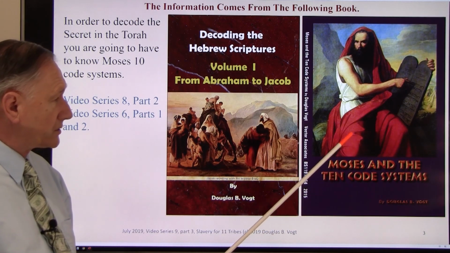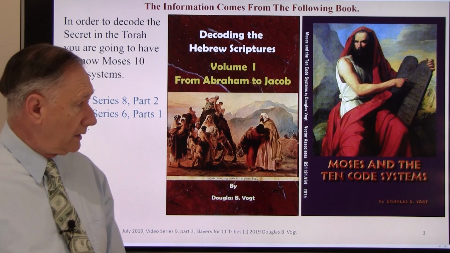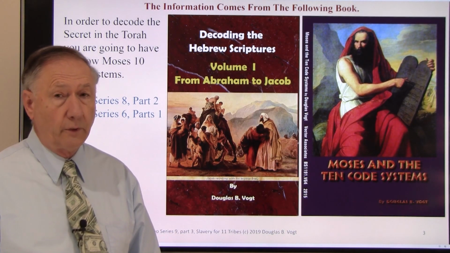You can't figure any of this stuff out unless you know Moses' 10 code systems. These code systems weren't just used by Moses. They were used by the Greeks, and they were used by the Romans.